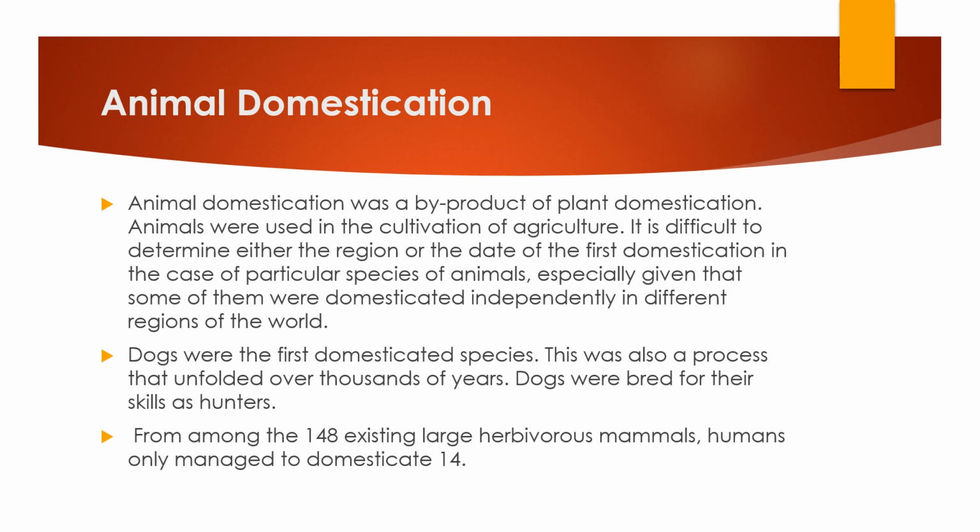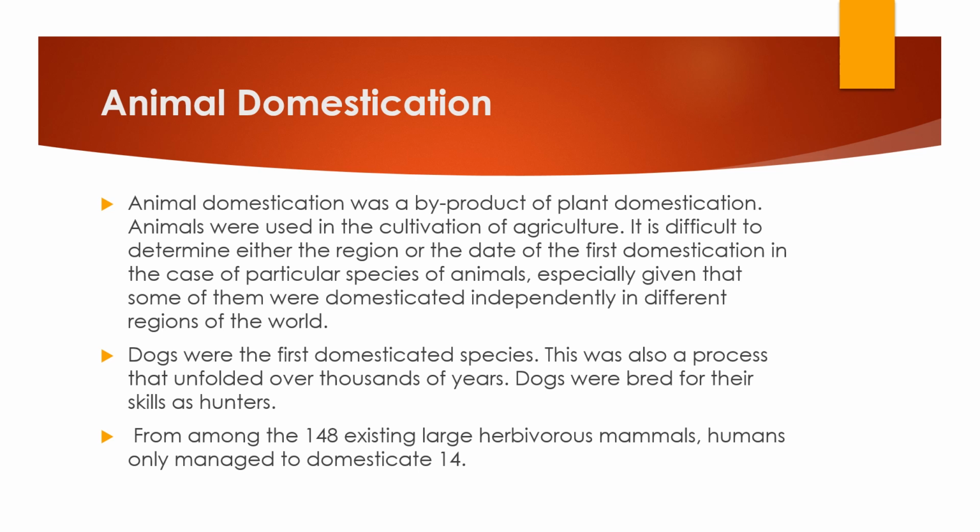When we look at animal domestication, animal domestication is seen as a byproduct of plant domestication. Animals were used in the cultivation of agriculture. It is difficult to determine either the region or the date of the first domestication in the case of particular species of animals, especially given that some of them were domesticated independently in different regions of the world. Dogs were the first domesticated species. This was also a process that unfolded over thousands of years. Dogs were bred for skills such as hunting.